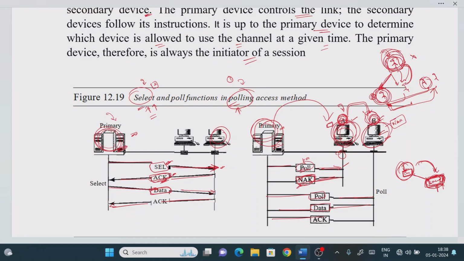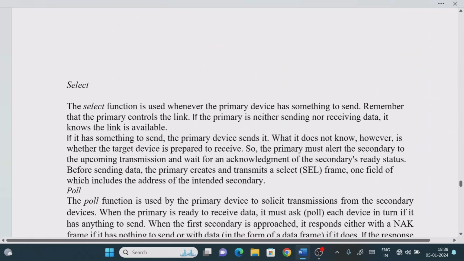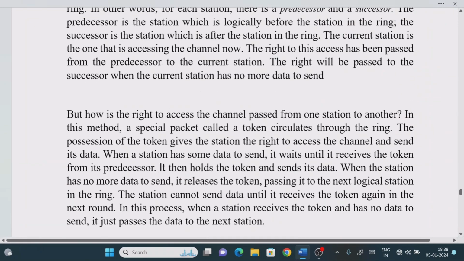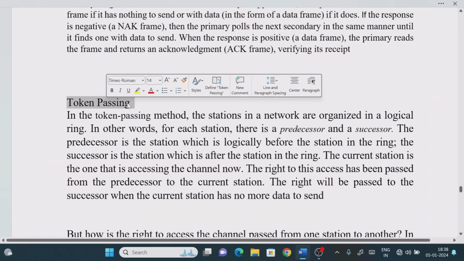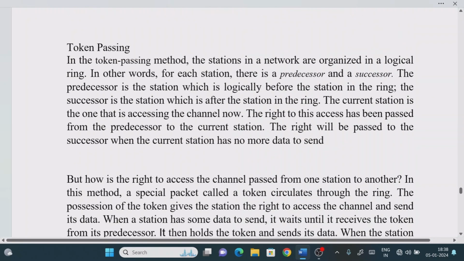Next we are going to see the final method, which is the token passing. So what is the meaning of token passing? First we'll read the statement so that we understand. In the token passing method, the stations in a network are organized in a logical ring, something like this. Each station will be connected to another in a ring manner: station 1, station 2, station 3, station 4, everything connected one to another in a ring. That is the meaning of this one.